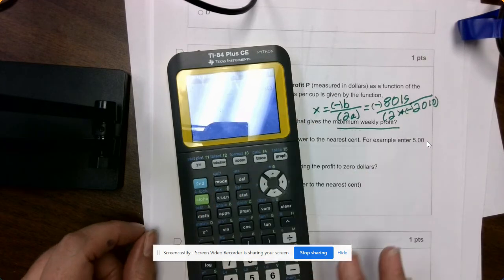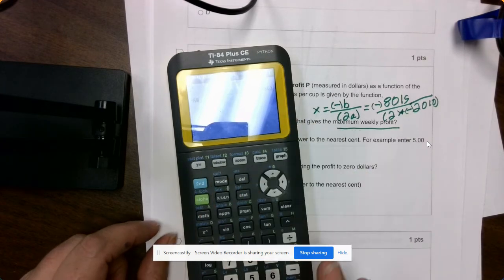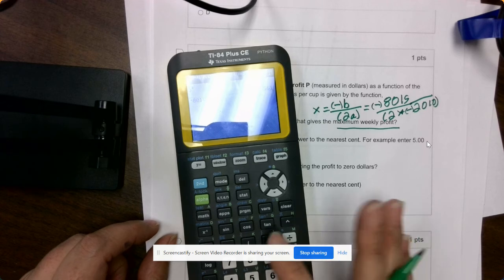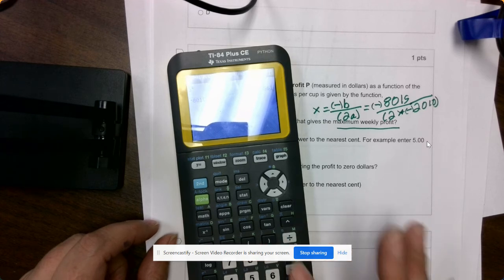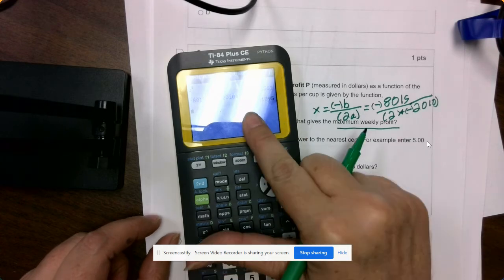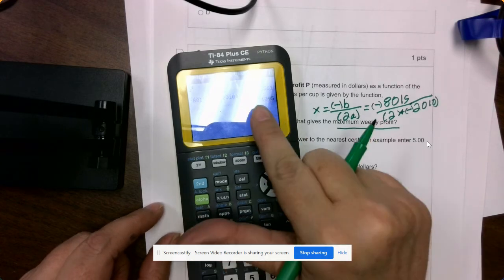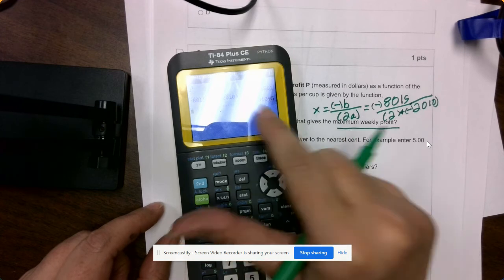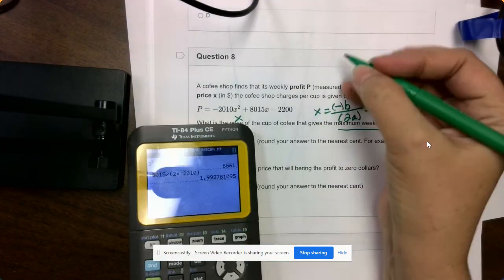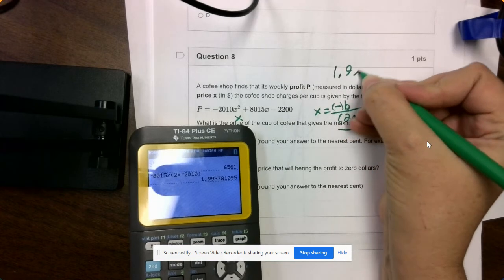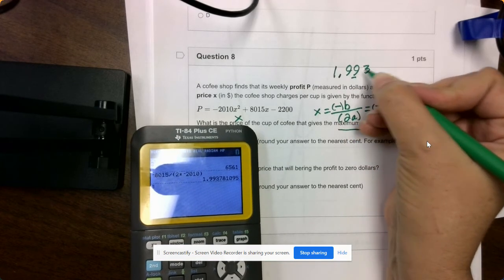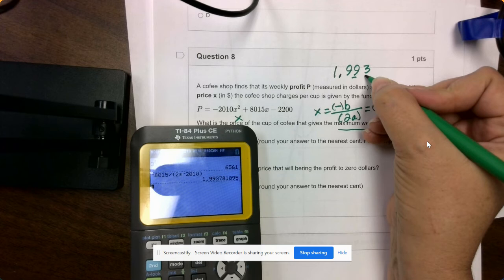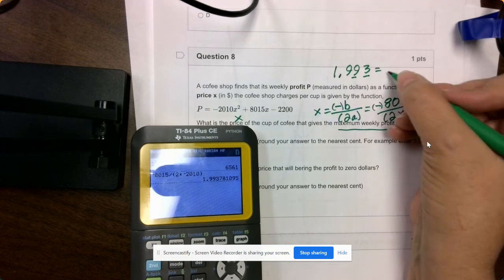Okay, so now we can do this one, negative 8,015 divided by parentheses 2 times negative 2,010, parentheses. Everybody, it's money, price, so we're going to round to the hundredths place. Five and up, round up. So everybody look at the number after it. So we would round up, so it would be $1.99.